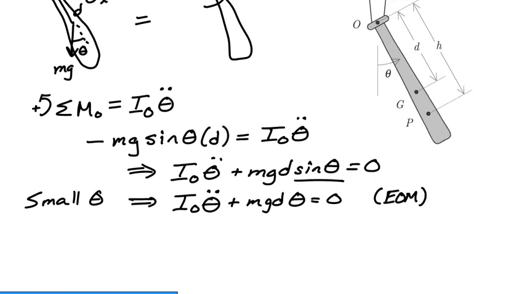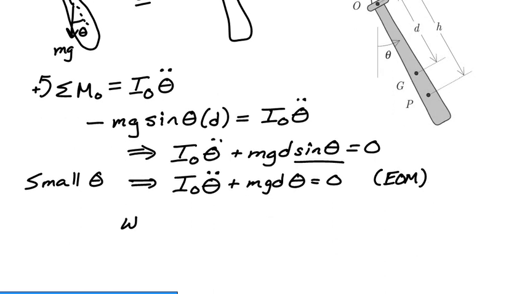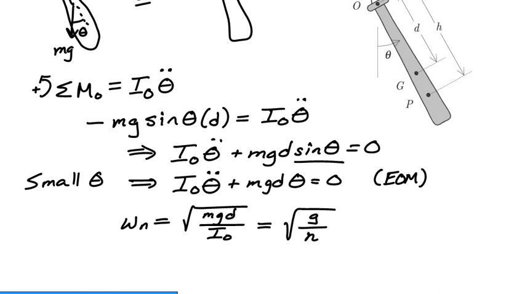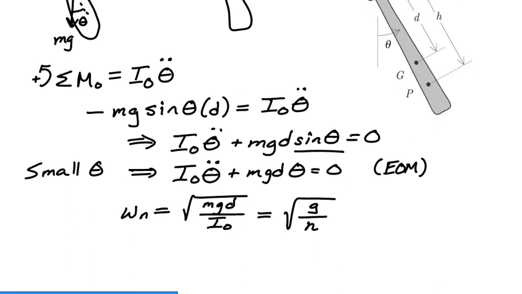Now given that, we can actually find the natural frequency of the system simply by dividing through by I naught, and so we'd get the natural frequency would be the square root of mgd divided by I naught. Now if we want to express this in terms of the center of percussion distance h, we could note that h is equal to I naught over md, which means this is simply equal to the square root of g divided by the center of percussion length h. Now, that's really what this problem is looking to find.